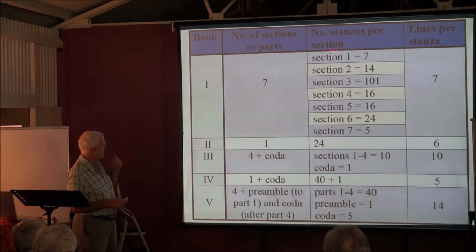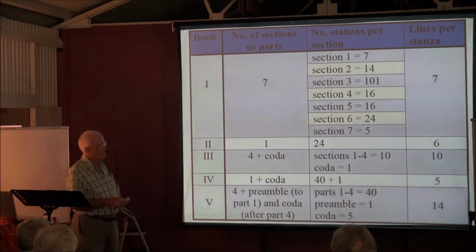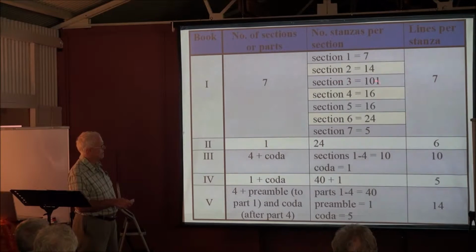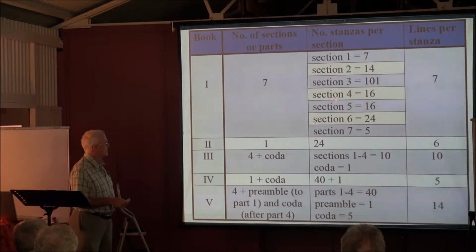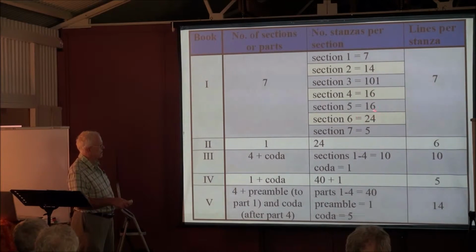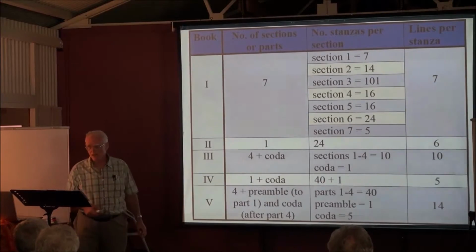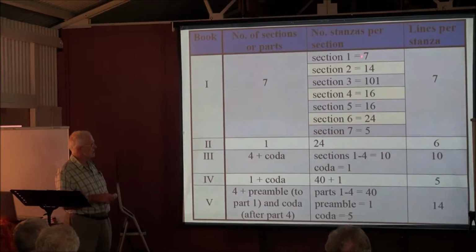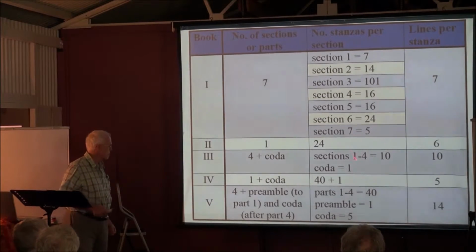The first book is divided into 7 sections. Okay, the first section is 7 stanzas. The second is 14. The third is 101, which is a significant number. 16 and 16. 24 for the 6th section, and you'll notice that book 2 has 24 stanzas also. And the last section, which is the coda, has 5. So it looks like those are intentional symmetries that he's created there.